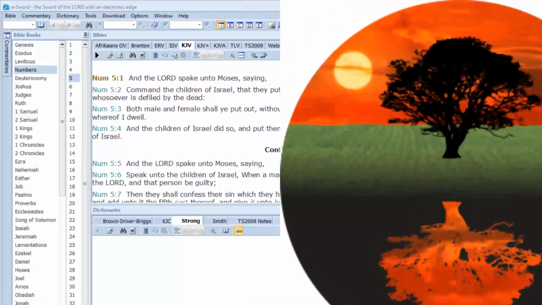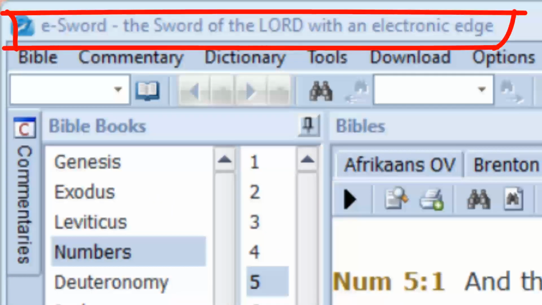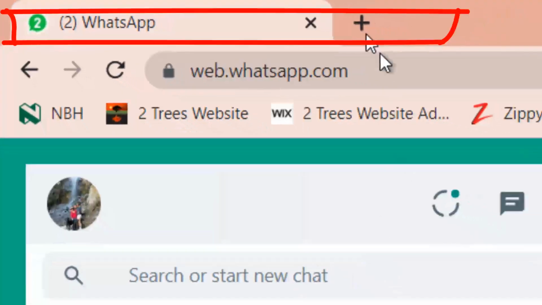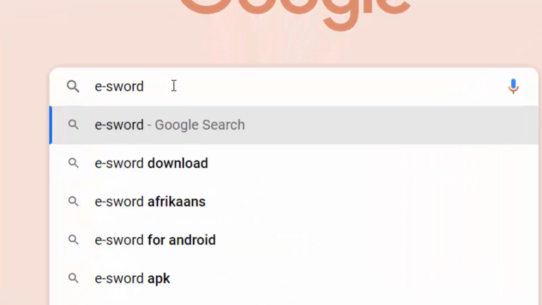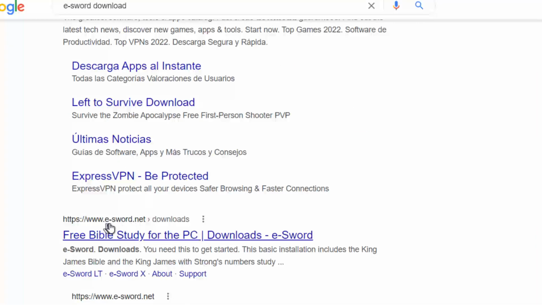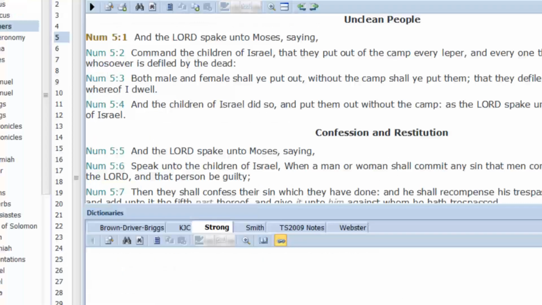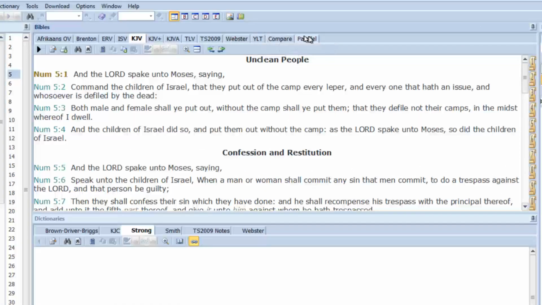This is e-Sword. It's called e-Sword, the Sword of the Lord with an electronic edge. Now, this is a free download. You can download this for free from Google. You just go to Google and type in e-Sword download. Then make sure that you go to the website, this one that says esword.net, where you can get your free study.